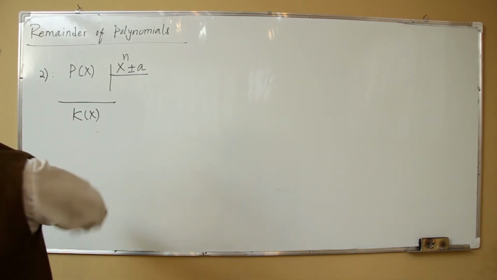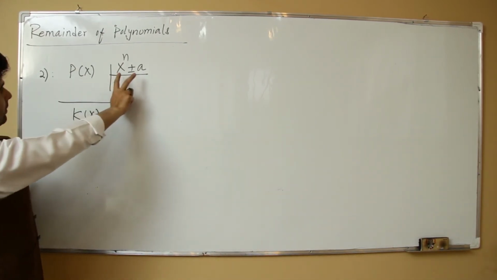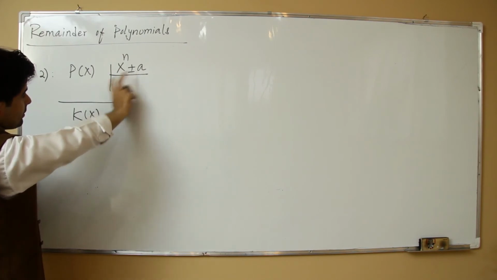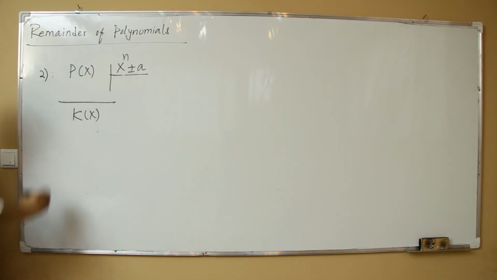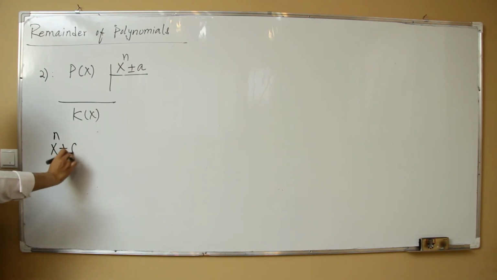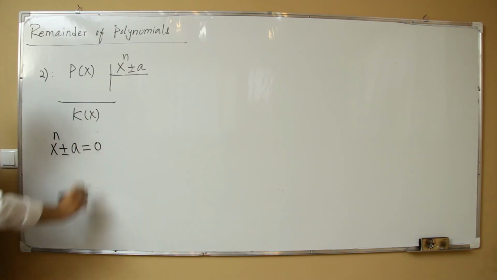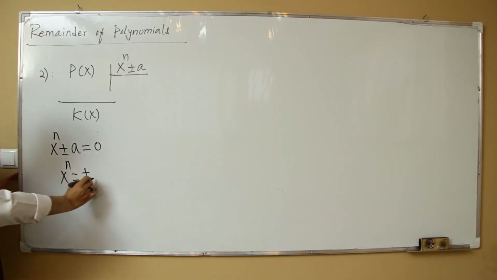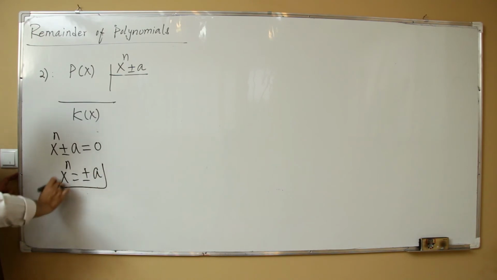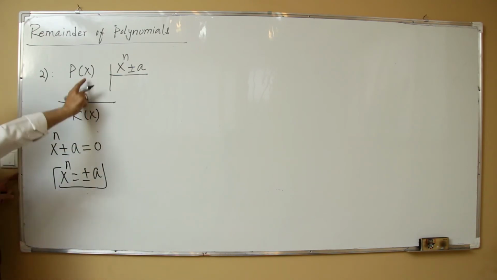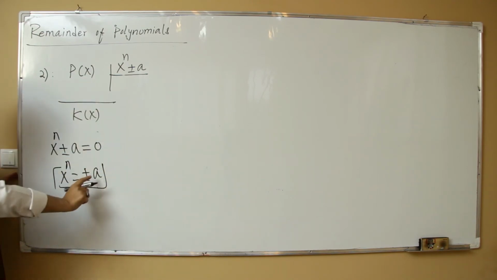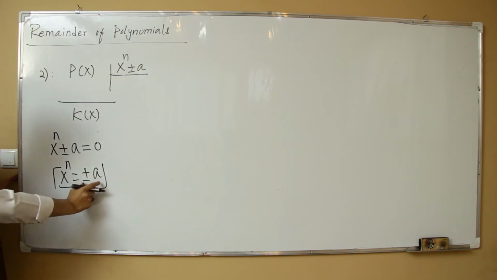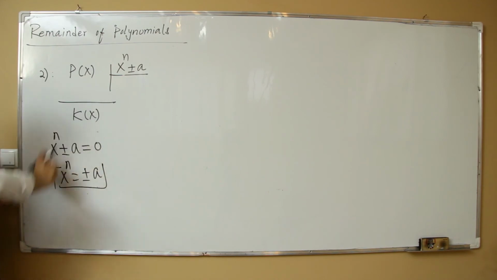Now we will come to the second one. The second form is p(x) divided by such a divisor: x to the power n plus or minus a equal to 0. How can we solve? Solve it for x to the power n: x to the power n is minus or plus a. Now instead of x to the power n in the polynomial p(x), you have to put minus or plus a. The result of that substitution will be the remainder.